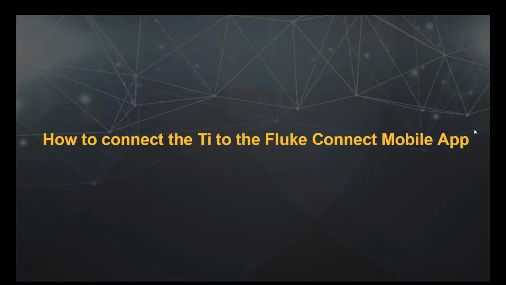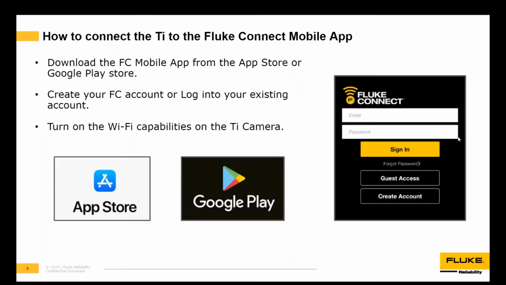Let's get started with how to connect your camera to the Fluke Connect mobile app. First, we'll want to make sure that we have the Fluke Connect mobile app downloaded. Whether you have an Android, an iPhone, or even a tablet, you'll go to your App Store or the Google Play Store, search for Fluke Connect, and you'll be able to find the icon that looks similar to this. And you can download the app.